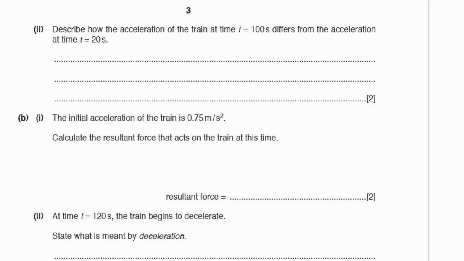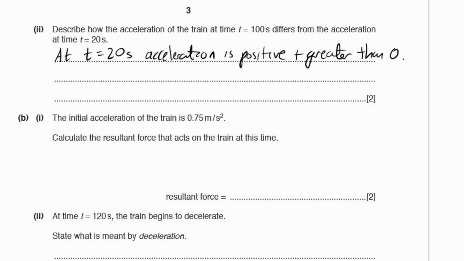Alright, so what do we know? Well, at time t equals 20 seconds, the acceleration exists, so it's bigger than 0, and it's positive. And of course, just to be clear here, how about we put in that at time t equals 100 seconds, there is no acceleration, it's moving with a constant speed.